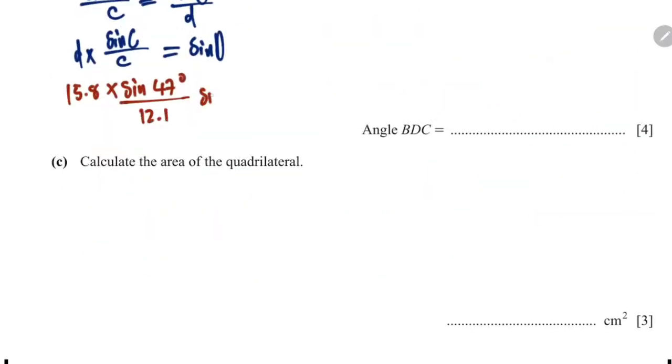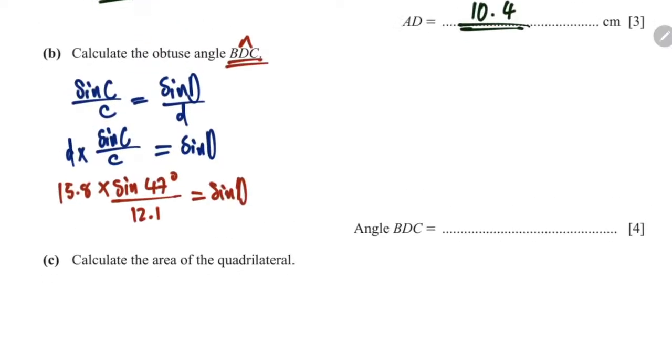What is this going to give us? 15.8 times sine 47 divided by 12.1. What is it going to give us, students? Put the answer in the chat. Come on, guys. Let's go. Move. You can do it.